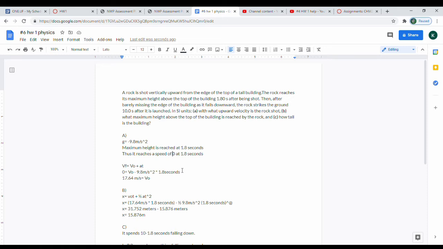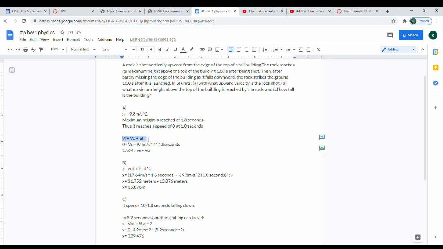So to find when the speed equals 0, we plug into this equation: final velocity equals initial velocity plus acceleration times time. We know the final velocity is 0. We do not know the initial velocity, so we plug in the information we know here. If we do the work, we'll find out that the initial velocity is 17.64 meters per second.